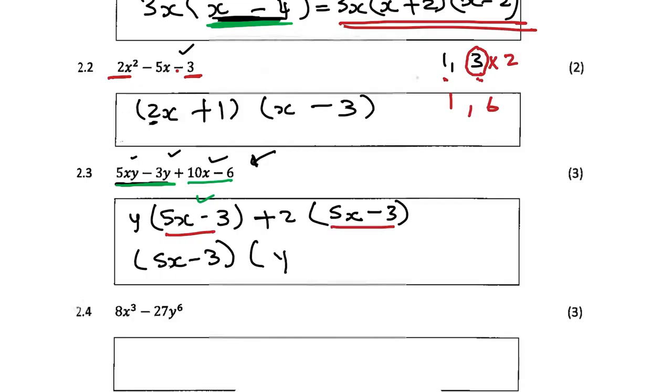The very same thing will happen here. We're going to say this divided by the common factor. And the 5x minus 3 will cancel out. And we will be left with positive 2. So this will be the final answer to our problem. Yes.